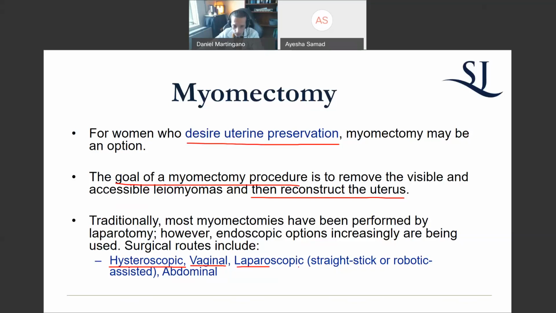And then laparoscopic, which includes the, quote unquote, this is not really a medical term, but straight stick, like the traditional laparoscopy, which is what I should have written here. And then there's your robotic assisted, which is a bit newer. Well, I'll explain. Or you can do what's called abdominal myomectomy, which is a laparotomy, okay? Which is an open incision.